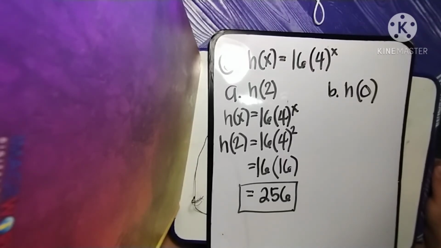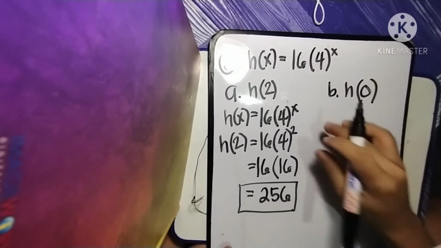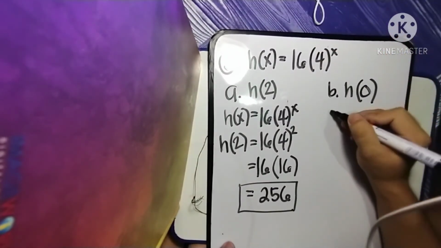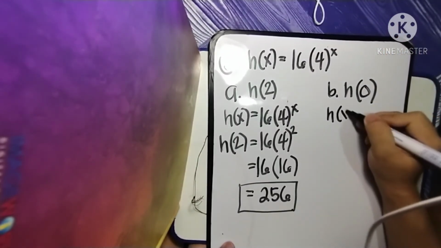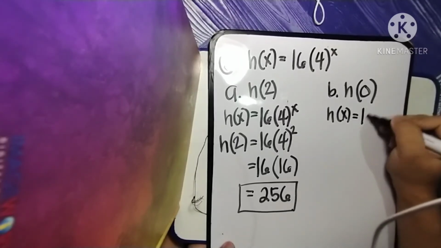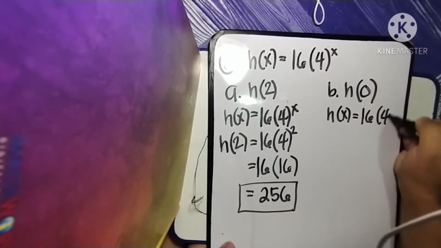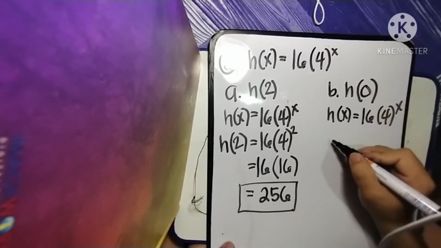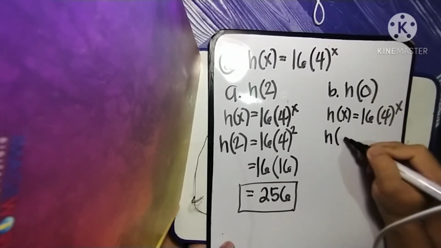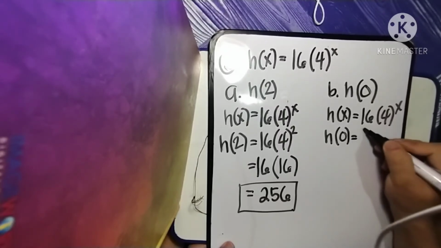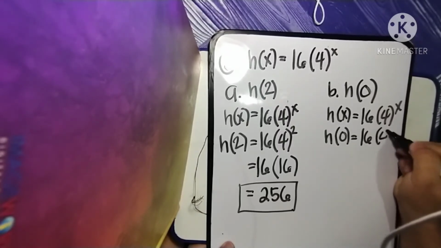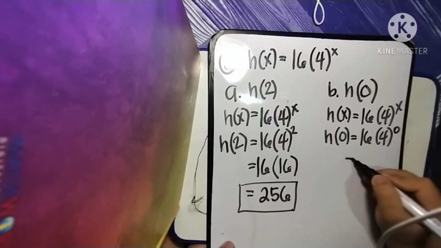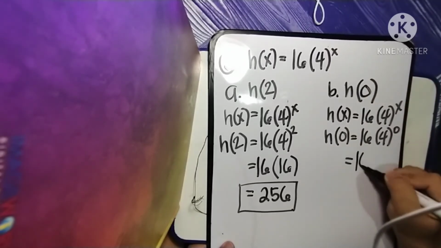So what would be the value of the function? Same process, we need to copy the given function, which is h of x is equal to 16 times 4 to the power of x. Now the value of our x is 0, so substitute. This will be h of 0 is equal to 16 times 4 to the power of 0. Then copy 16.